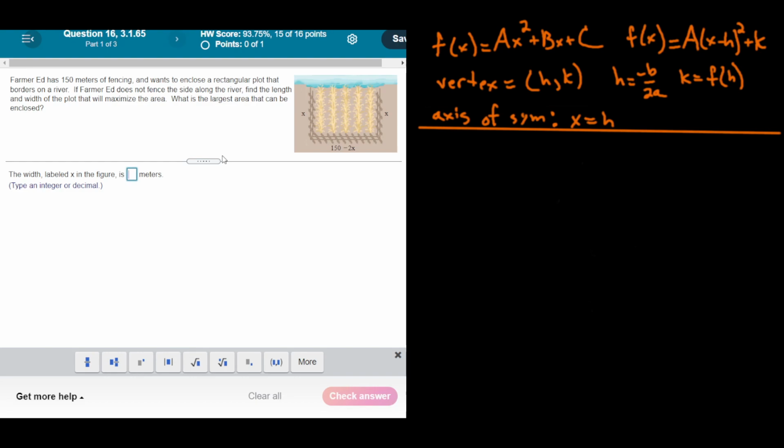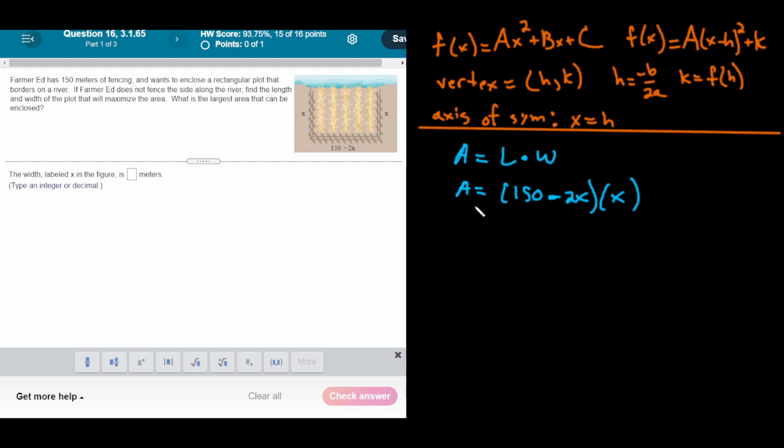Okay, so we're talking about maximum area, right? Remember that area is equal to the length times the width in the good old days of algebra. So we're going to find the area function, the function that describes the area. You take your length, which is 150 minus 2x, times your width, which is just x.